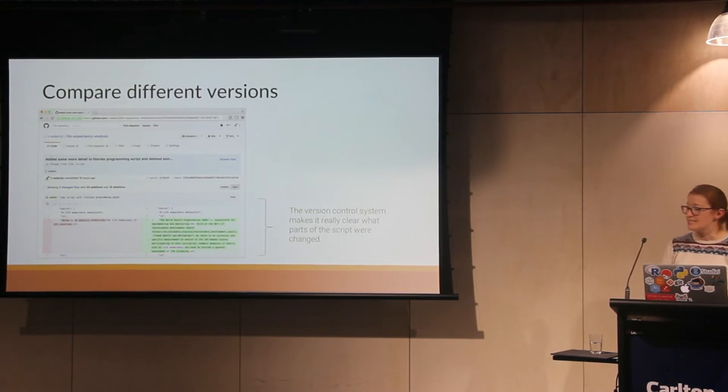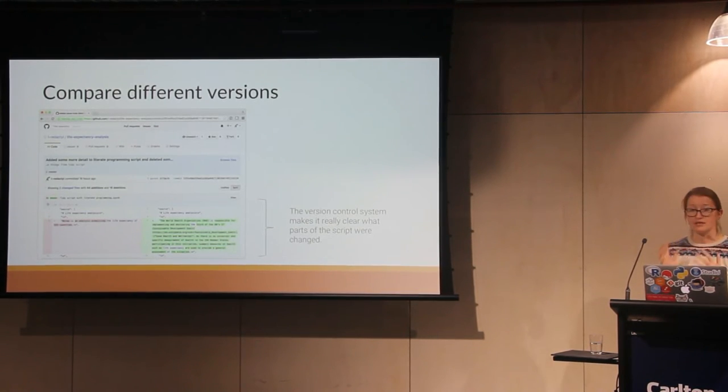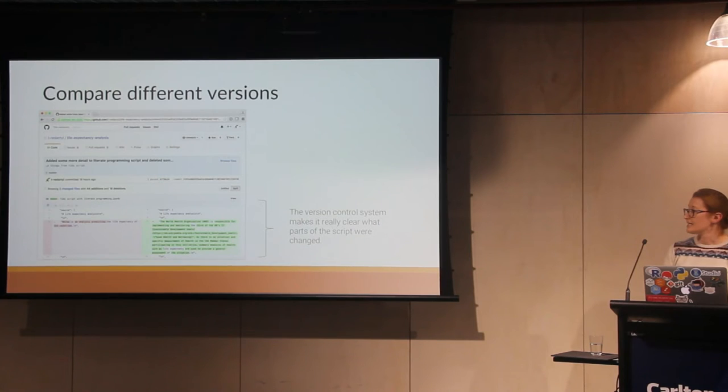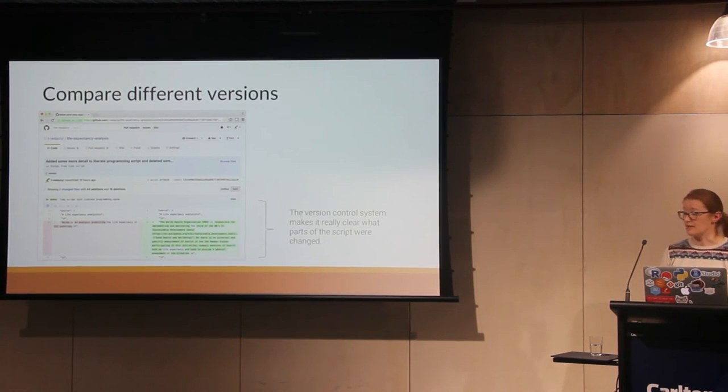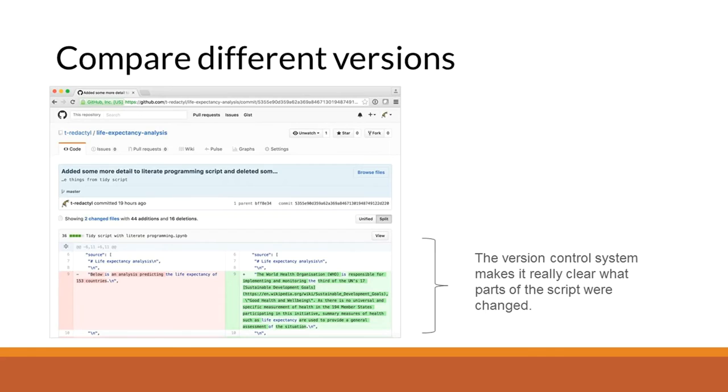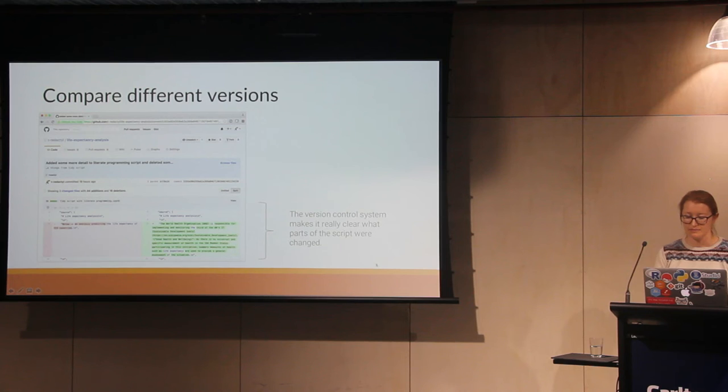And even better, you can easily compare changes between different versions. So you can see here I have an earlier and an up-to-date version of the Jupyter notebook containing the life expectancy analysis. On the left here, you can see in the older version, I hadn't written the introductory text, but in the up-to-date version I had. So it clearly marks where that change has been made and highlights in green and red the sections that have been changed.